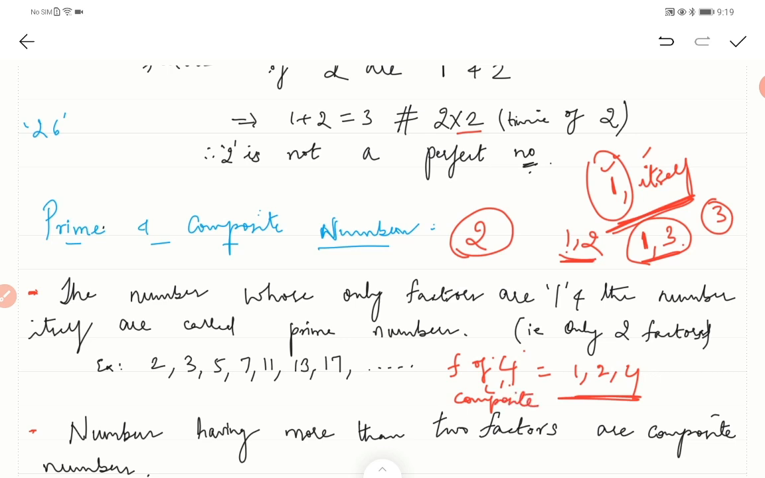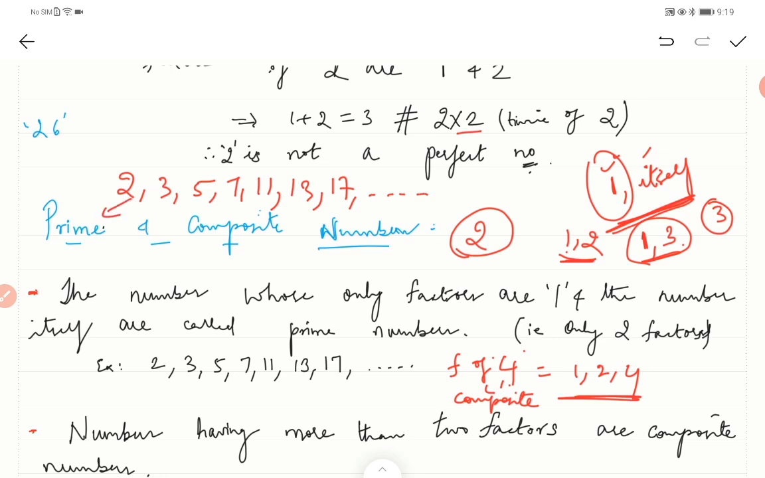So any number whose factors are only 2, that is, 1 and the number itself, you call that number a prime number. And what is a composite number? Other than the prime numbers, all the numbers will be composite numbers. So numbers like 2, 3, 5, 7, 11, 13, 17 and so on are your prime numbers.